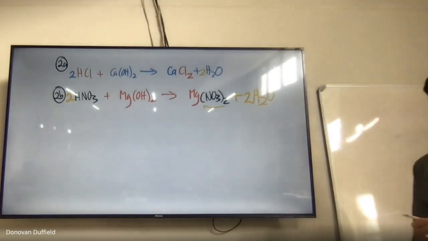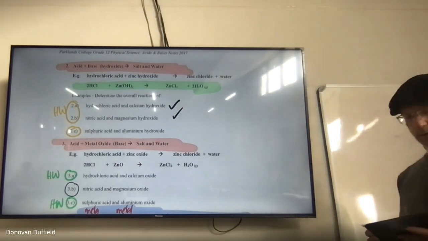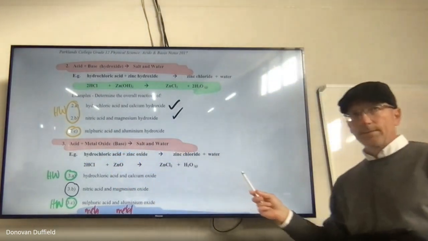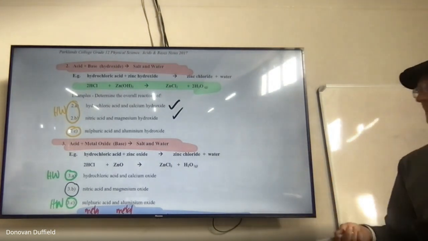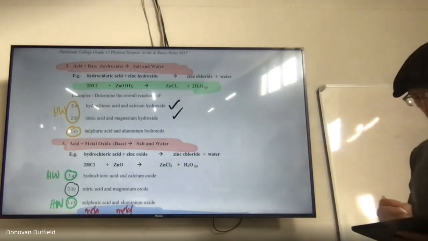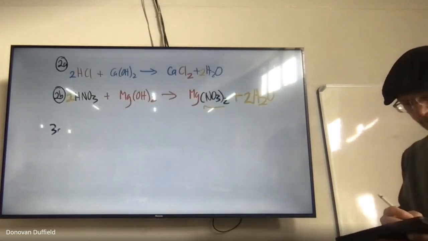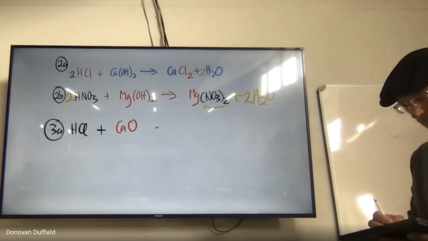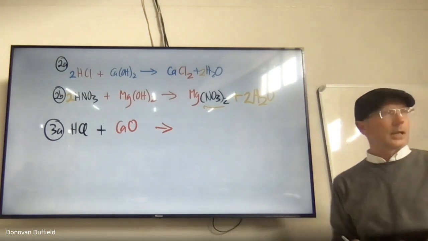Okay. Number 3. 3A, hydrochloric acid and calcium oxide. Once again, we're looking at an acid plus a base produces salt and water. But now our base is going to be a metal oxide and not a metal hydroxide. But it's still going to produce salt plus water. So we're looking at hydrochloric acid and calcium oxide, CaO. Calcium is plus 2, oxygen is minus 2, so it's CaO.